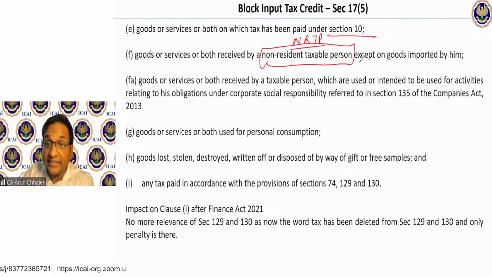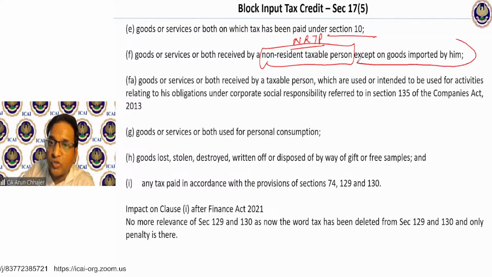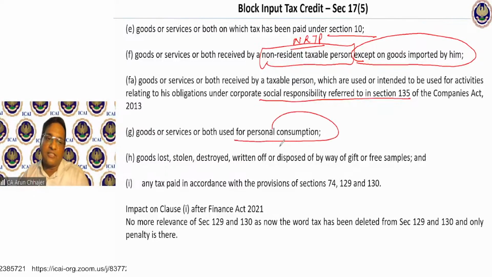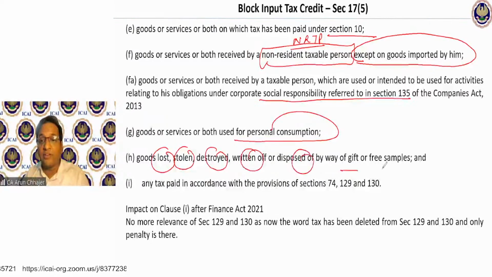Then can he take the ITC? No, he can't take the ITC except on the goods which are imported. So the goods which are imported are eligible to take ITC. On the rest, he can't take the ITC. Then the CSR expenditure, you can't take the ITC. If it is personal consumption, obviously ITC is not taken. Goods lost, stolen, destroyed, written off, disposed of by way of gift, for example.